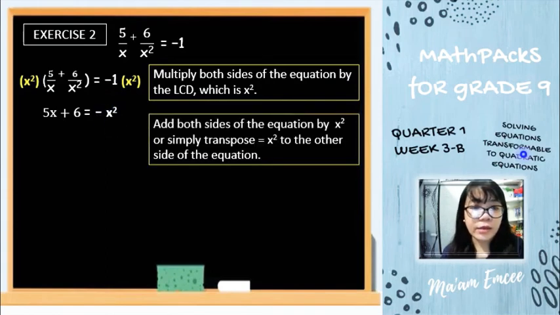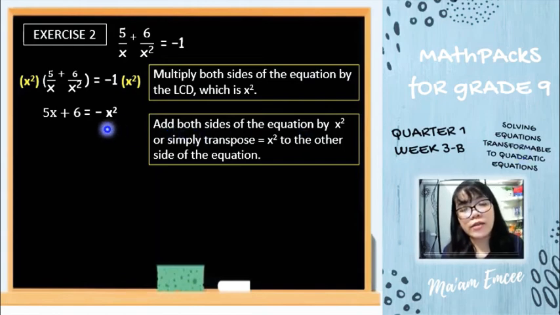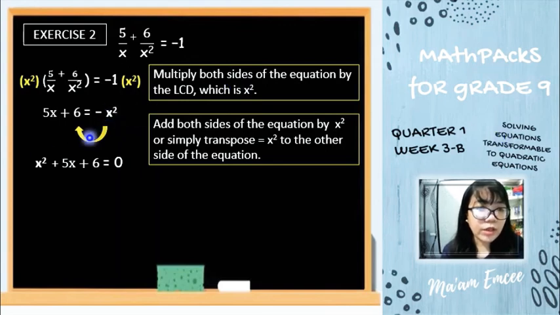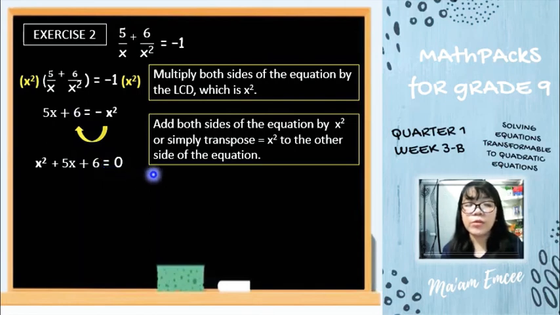And then we add both sides of the equation by x squared. x squared is the additive inverse of negative x squared. So we need to add both sides of the equation by x squared, or we simply transpose negative x squared to the other side of the equation. Again, do not forget that we need to change the sign of x squared into positive. So x squared is now positive x squared. We copy 5x and then we copy 6. And that will be equal to 0. So this is now the quadratic equation in standard form: x squared plus 5x plus 6 is equal to 0.